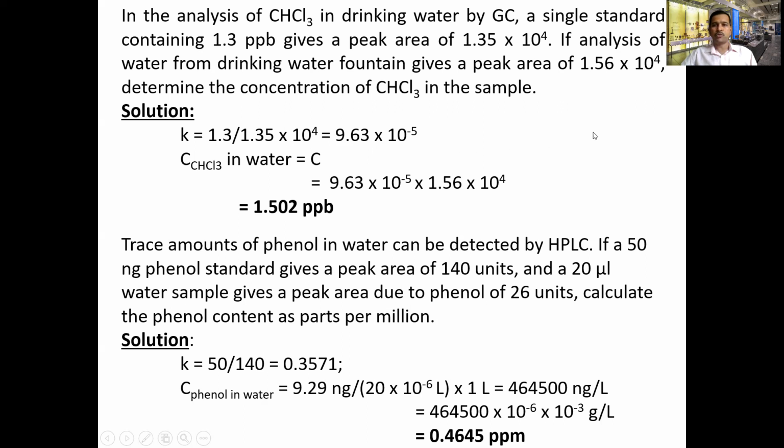Then next, go to analysis of sample. A water sample from a drinking water fountain was taken and it was injected into the gas chromatography column. The signal given by the instrument is 1.56 × 10^4. So the concentration in the fountain water, C, is equal to K, the value of K is 9.63 × 10^-5, times the signal given by the instrument. So that is going to give you 1.502 ppb. Right? So this is how simple this problem is.